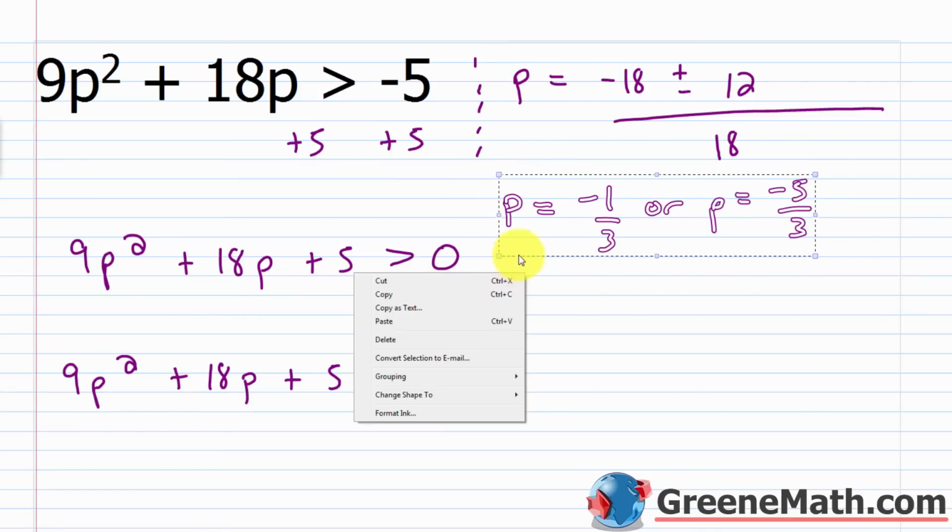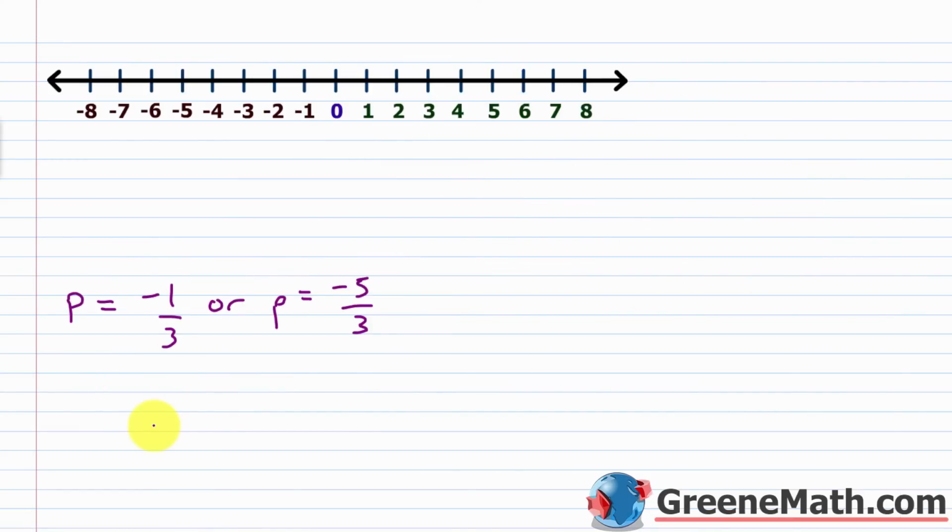So let's copy this. And so negative 1/3. So that's going to be between 0 and negative 1. It's going to be about right there. So let's say this is negative 1/3. And then negative 5/3 is between negative 1 and negative 2. So let's say that's about right here. So this is negative 5/3. So again, these are our endpoints or our boundary points. So let's just draw a vertical line here and one here. And let me make that a little better. And so this will be region A, region B, and region C.